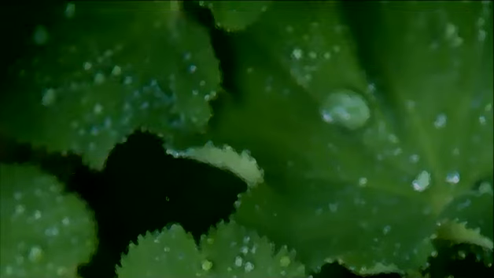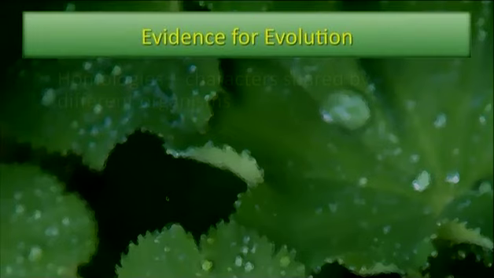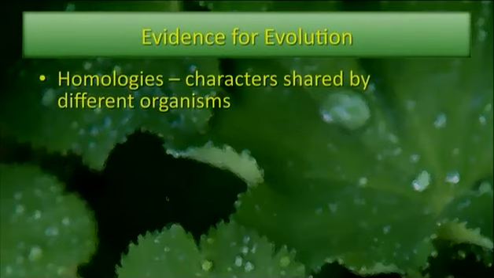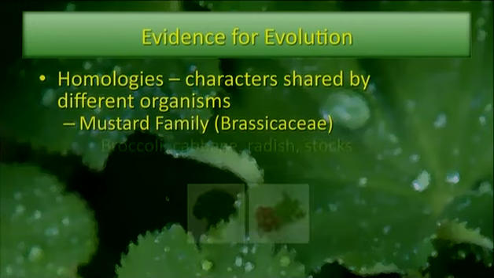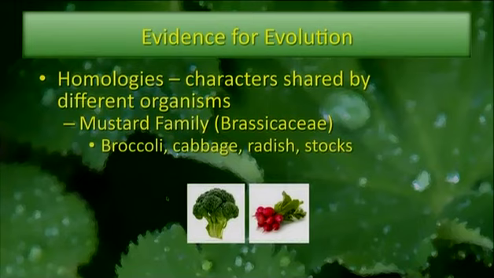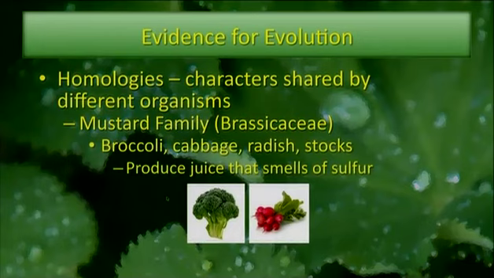So some evidence for evolution includes homologies. Homologies are characters that are shared by different organisms, different species. So in the mustard family, or the Brassicaceae, here are some members: broccoli, cabbage, radish, and stalks. All of them produce juice when they're squeezed that smells like sulfur. That's actually a homology. That's a character that's shared by different organisms that are grouped together, like in this case in the mustard family.